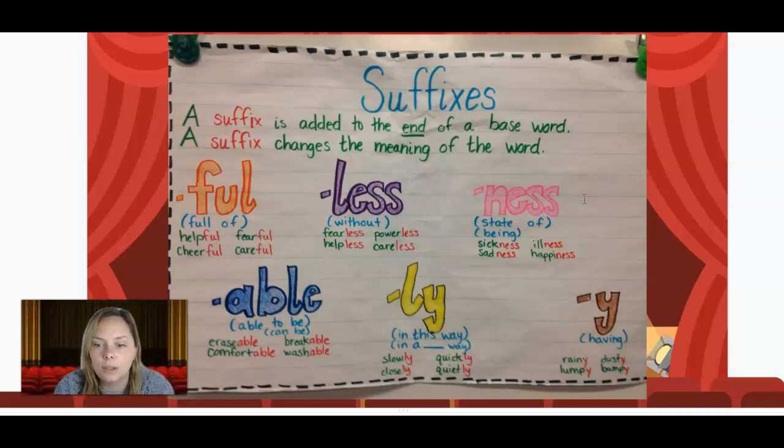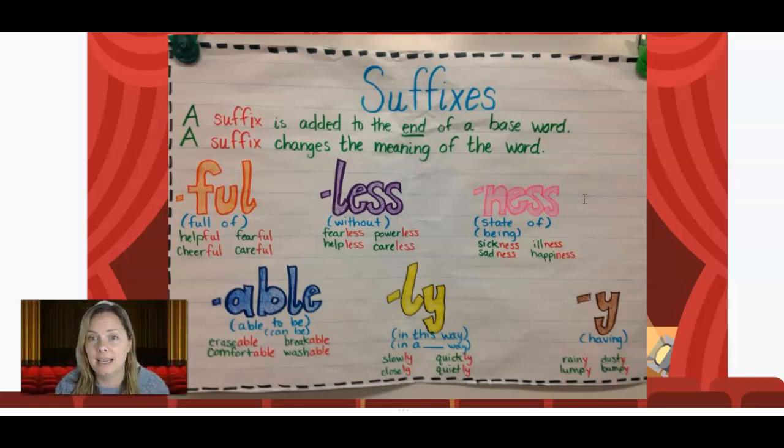Less, without. Fearless. Okay, if you're fearful, you're full of fear, right? If you're fearless, you don't have any fear. You're not scared at all. If you're helpful, you're willing to be helped. You're full of helping. If you're helpless, you have no help whatsoever, or you're not able to help whatsoever. So those endings, those suffixes, make a difference.